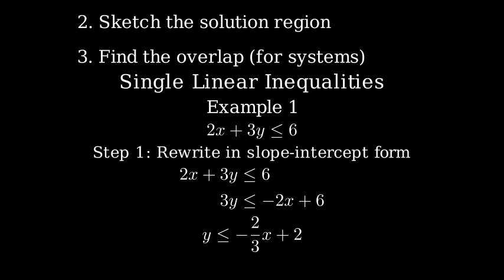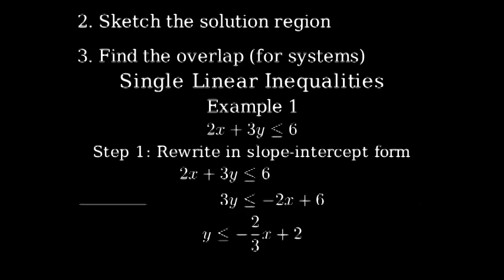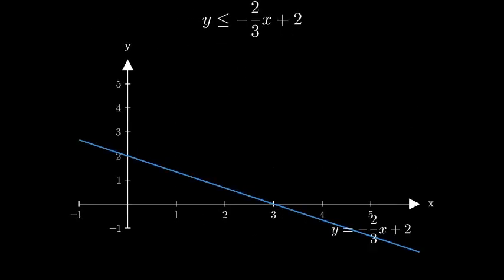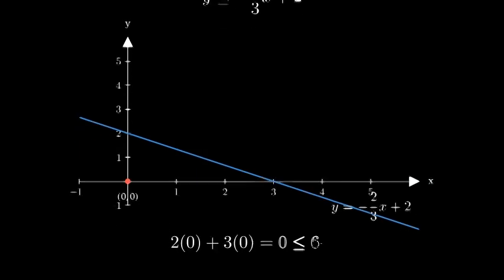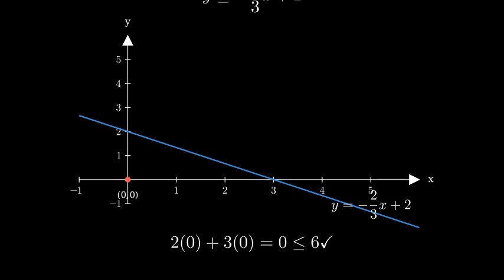Step 2. Now we'll graph the boundary line, y equals negative 2/3 x plus 2. This line has a slope of negative 2/3 and a y-intercept of 2. Since our inequality includes the equal to part, we draw this as a solid line. Step 3. To determine which side of the line to shade, we'll use a test point. Let's choose the origin 0, 0. We substitute this point into our original inequality.